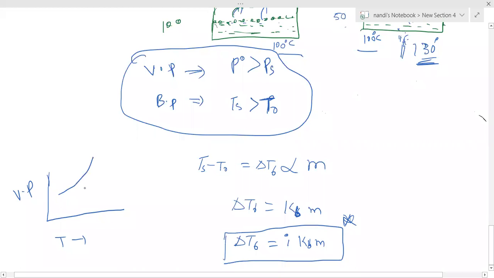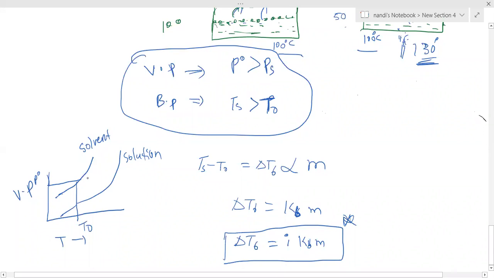Like this they mention. This is pure solvent. This is the solution. For the solvent, the corresponding temperature is T naught, and the pressure is P naught.